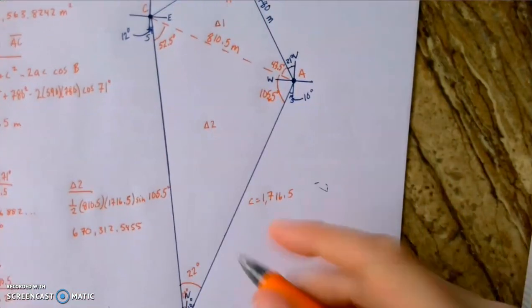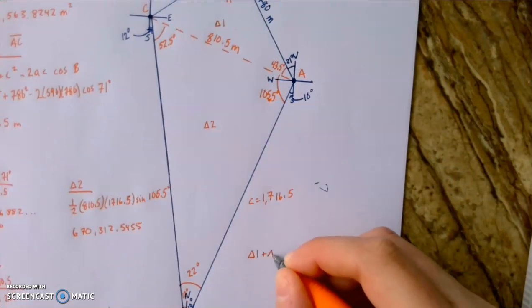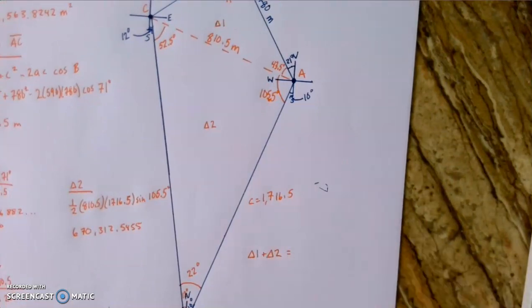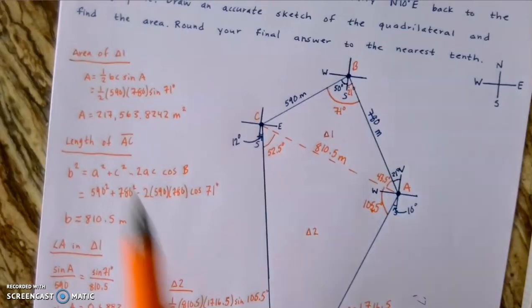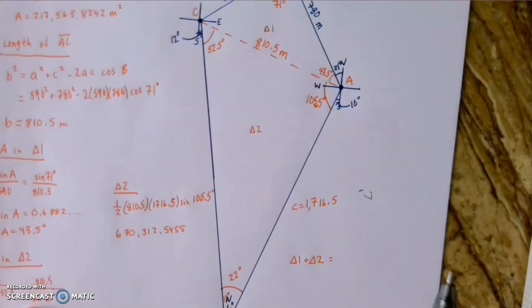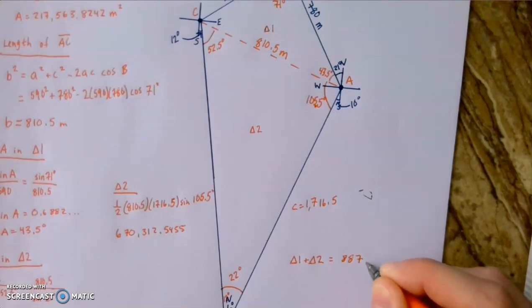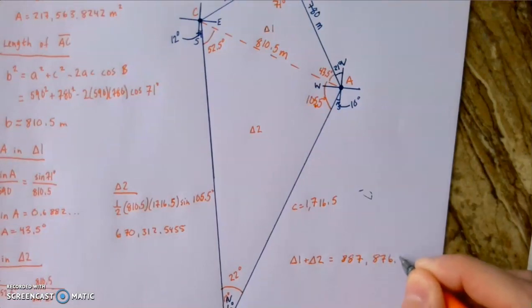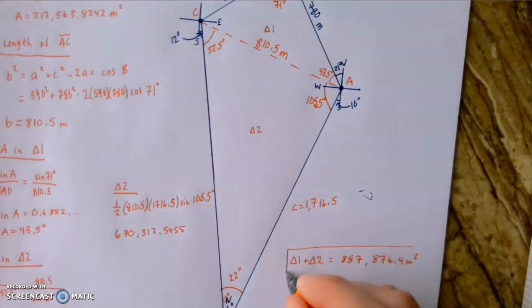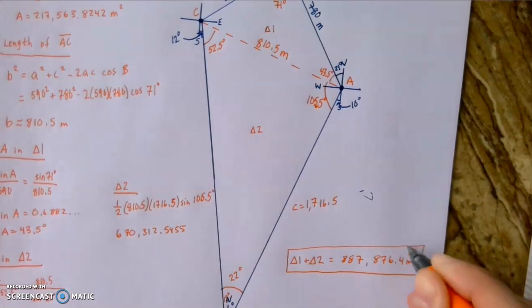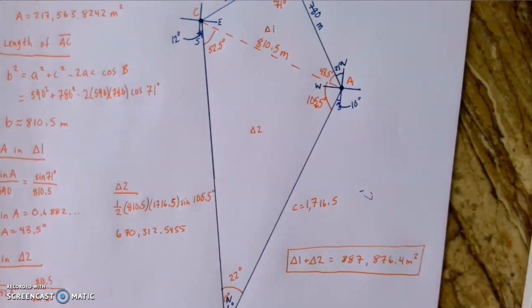Now I have the area of triangle 1 and triangle 2. I just add up those two areas that I found. In the very beginning we had this area, and then we found this area. If we add them up, we get 887,876.4 meters squared. And that is the area of the entire quadrilateral. And we did it all by solving the triangles that were hidden inside of that quadrilateral.